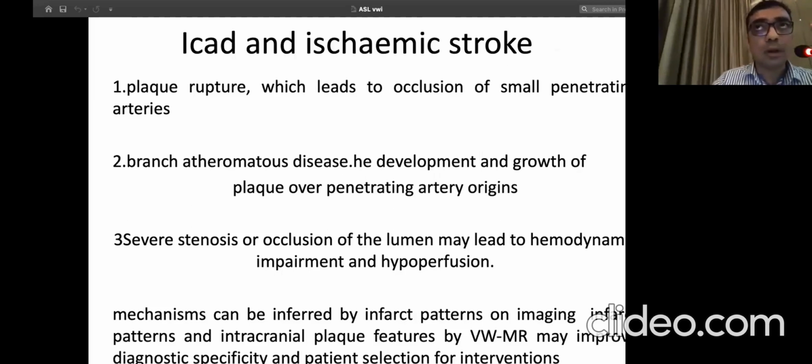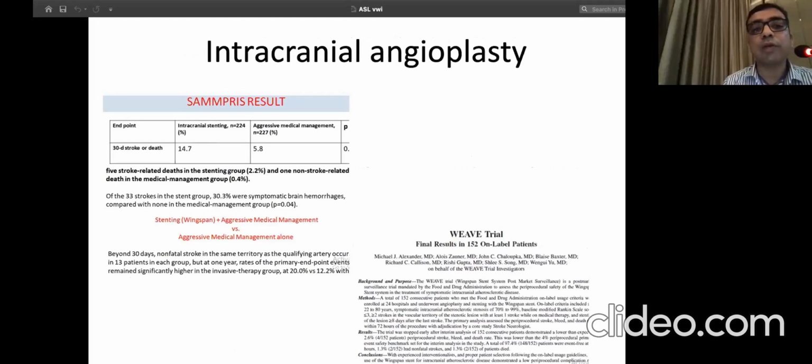Quickly moving on to the second thing, vessel wall imaging, ICAD and ischemic stroke. Again, this was born out of necessity, because we were dealing more with ICADs, and we needed to be able to give the answer to these patients: when to intervene, when not to intervene. We are all aware about SAMMPRIS, and then VISSIT, where the stenting arm had a 14.7% 30-day stroke rate, which has decreased, but yes, still it's there.